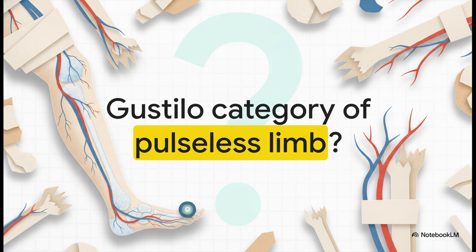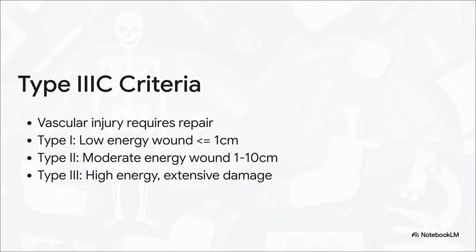Are we looking at A, type 1, B, type 2, C, type 3A, D, type 3B, or E, type 3C? The correct answer is E, type IIC. Okay, so this patient presents with an open lower extremity fracture complicated by a really critical vascular injury. We know this because of that pale, cold, pulseless limb.